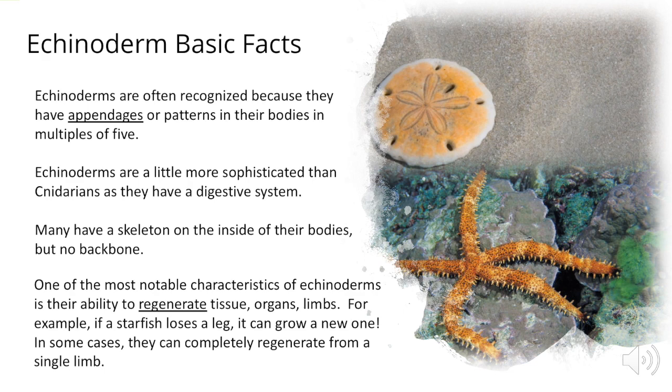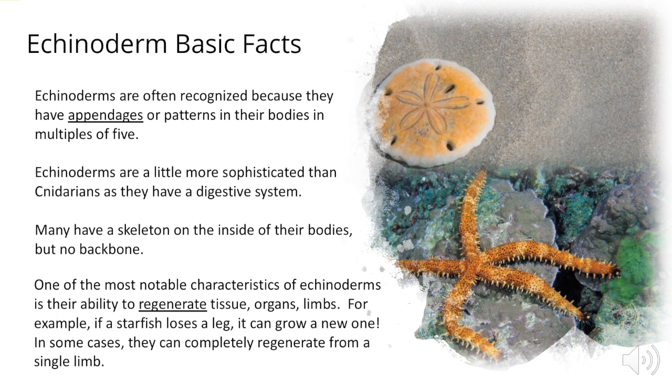Echinoderms are a little more sophisticated than cnidarians, as they do have a digestive system as well. So remember that. They also have a digestive system, in addition to muscles and a nervous system like the cnidarian did, that the porifera don't. Many have a skeleton on the inside of their bodies, but no backbone. Of course, they don't have a backbone because they are, that's right, an invertebrate. We wouldn't be studying them if they had a backbone here.